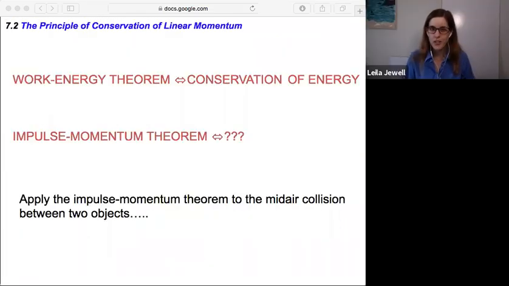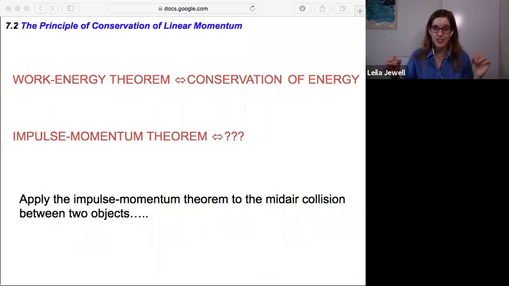Section 7.2, the principle of the conservation of linear momentum. Previously, we saw that the work energy theorem, back in chapter 6, led to the conservation of energy. And now we have an impulse momentum theorem. So what might that lead to? I have a hankering we're on the road to another conservation equation.